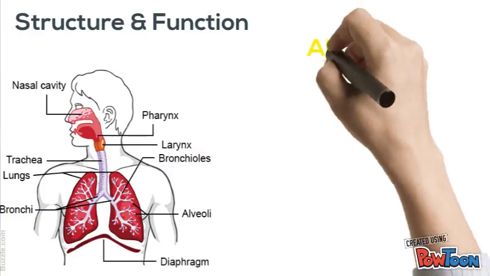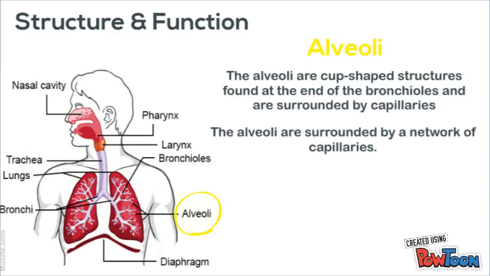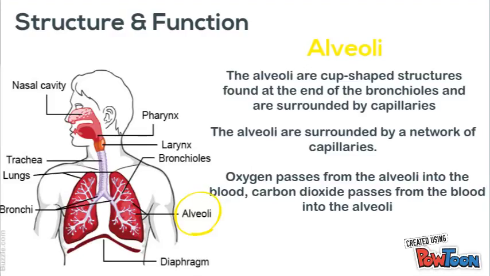The alveoli. These are cup-shaped structures found at the end of bronchioles and are surrounded by capillaries. The alveoli are surrounded by a network of capillaries. Oxygen passes from the alveoli into the blood. Carbon dioxide passes from the blood into the alveoli.